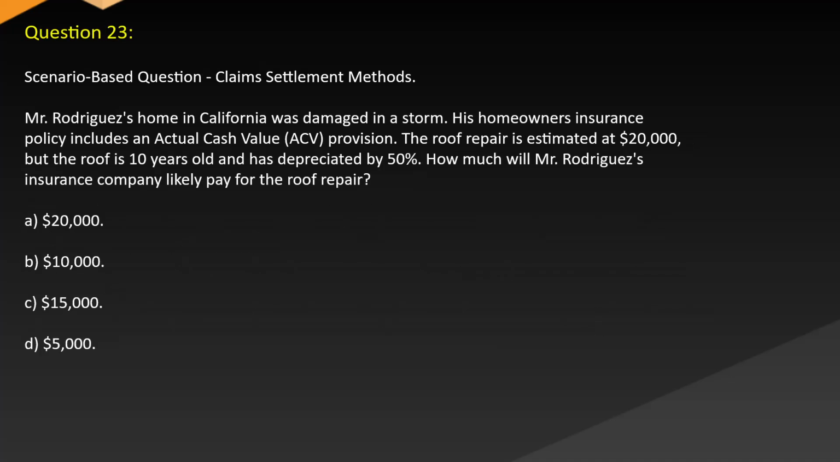Question 23. Scenario-based question. Claim settlement methods. Mr. Rodriguez's home in California was damaged in a storm. His homeowner's insurance policy includes an actual cash value (ACV) provision. The roof repair is estimated at $20,000, but the roof is 10 years old and has depreciated by 50%. How much will Mr. Rodriguez's insurance company likely pay for the roof repair? A. $20,000. B. $10,000. C. $15,000. D. $5,000.